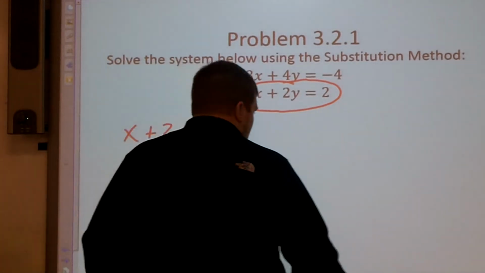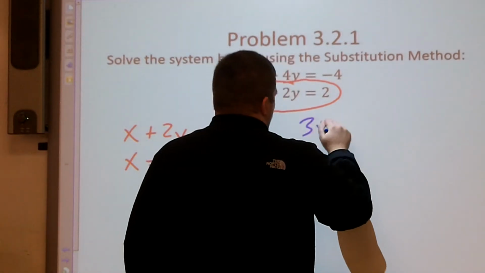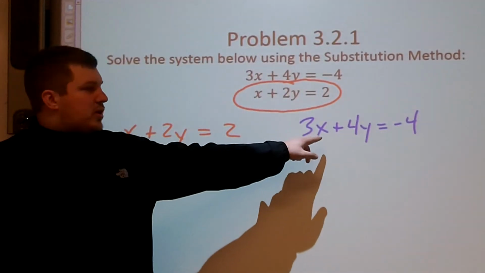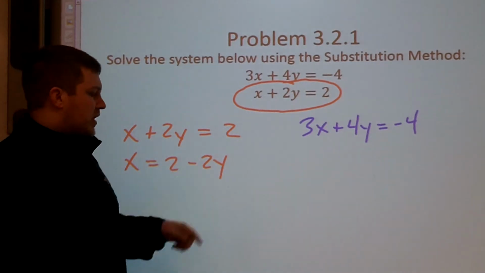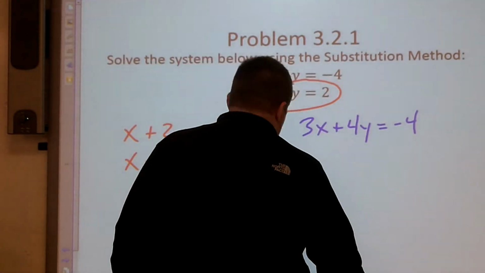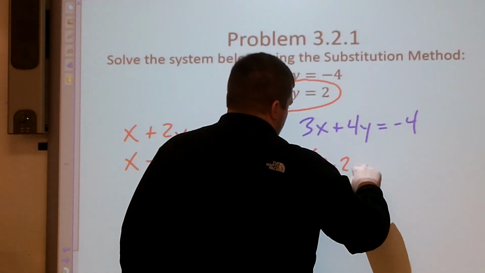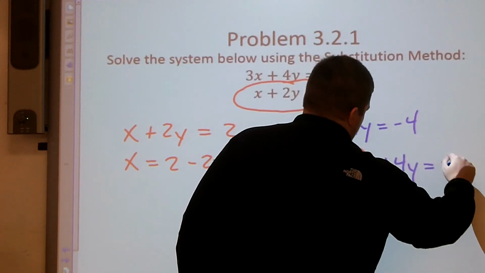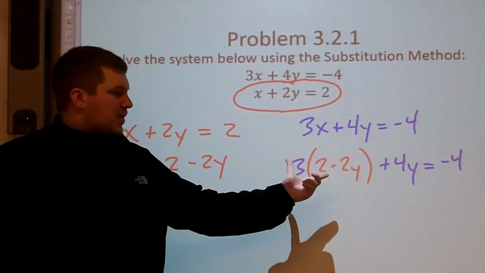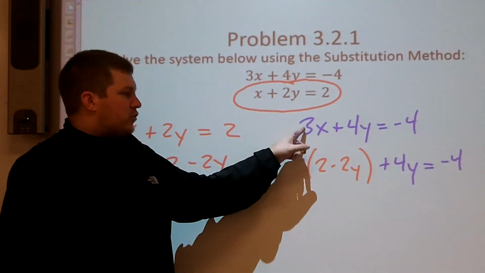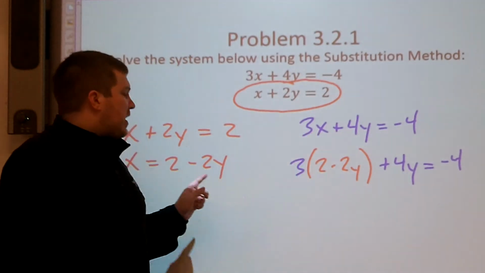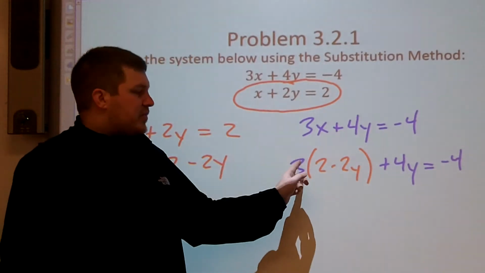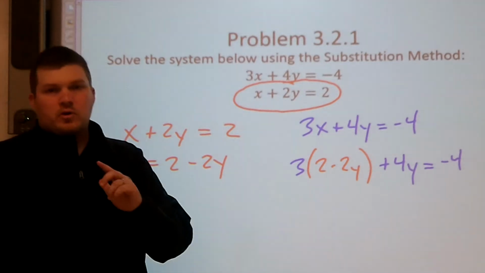So let's do that. I have my top equation, 3x plus 4y is equal to negative 4. And everywhere I see an x in this equation, instead of writing x, I'm going to put in 2 minus 2y. So I have 3 times (2 minus 2y) plus 4y equals negative 4. Now, you might notice that I put parentheses around here. Why is that? Because it's 3 times whatever the value of x was. Well, x had a value of 2 minus 2y. There were multiple pieces there, so every piece has to be multiplied by 3. Otherwise, you're going to get it wrong. So watch out for that.